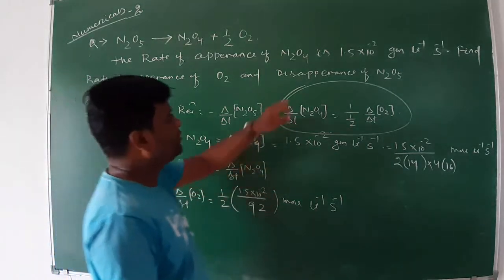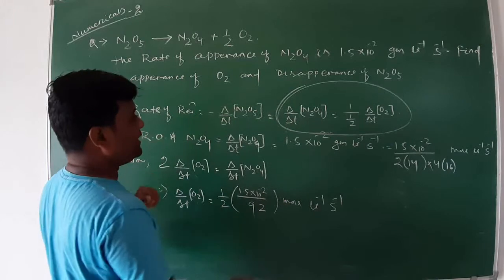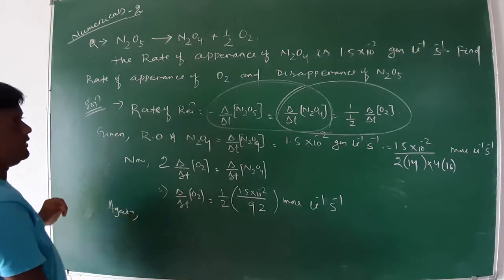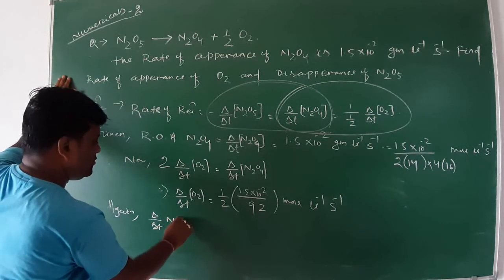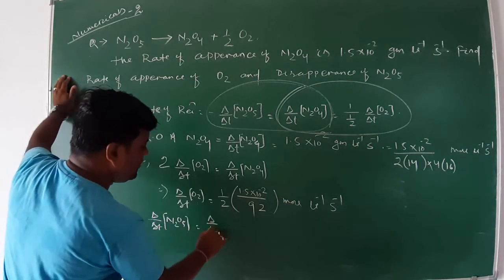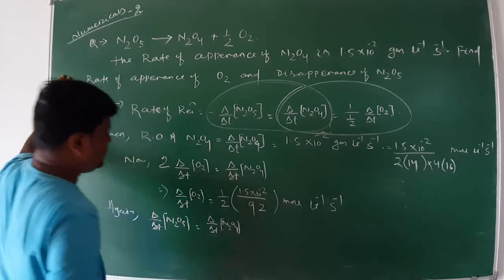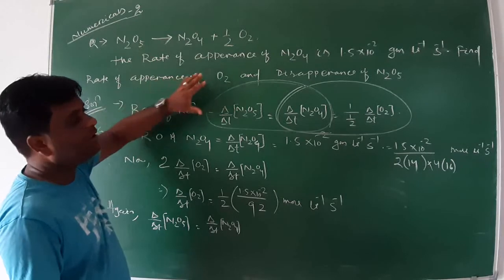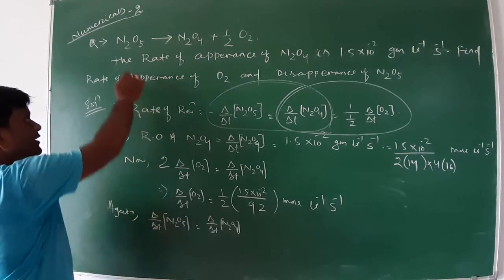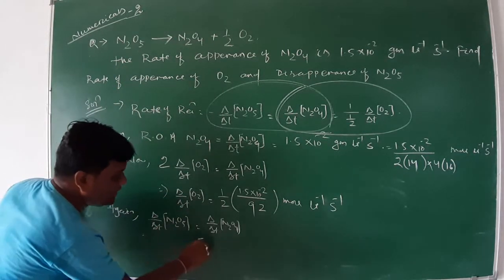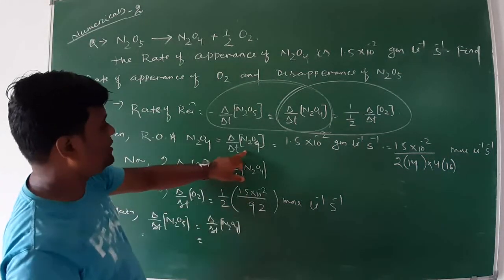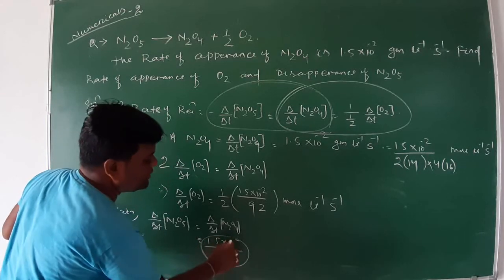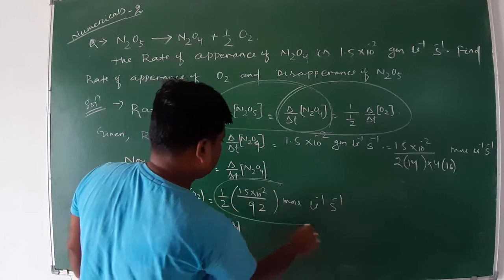Then we have to find the rate of disappearance of N2O5. To get the disappearance, we have to correlate these: del by del t of concentration of N2O5 equals del by del t of concentration of N2O4. Here there is no need for the negative sign. The negative sign only indicates the reactants, but it will not have any effect on the value. So del by del t of N2O5 is given by the same value, 1.5 into 10 to the power minus 2, divided by the molecular mass. This is the answer.